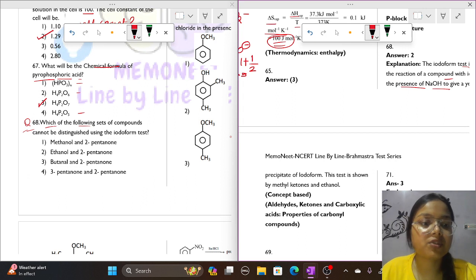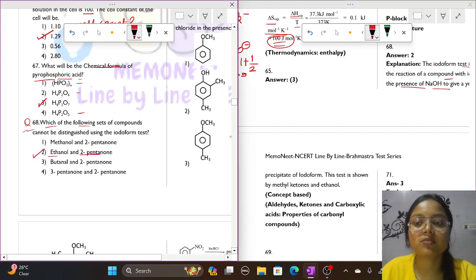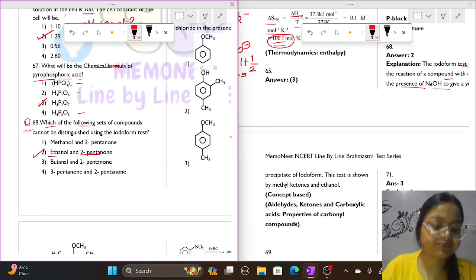So, option number 2, ethanol and pentanone cannot be distinguished. Why is it so? Because pentanone is a methyl ketone, and ethanol also gives the test. So these two are the compounds which cannot be distinguished by the iodoform test.